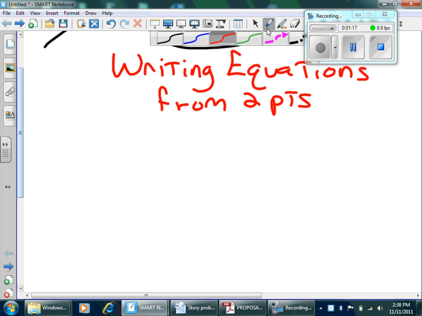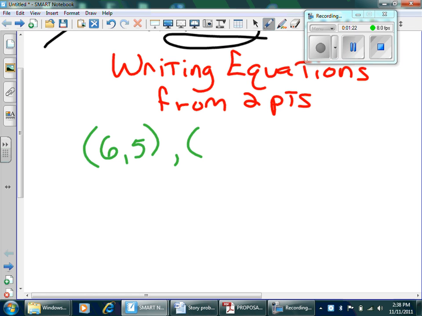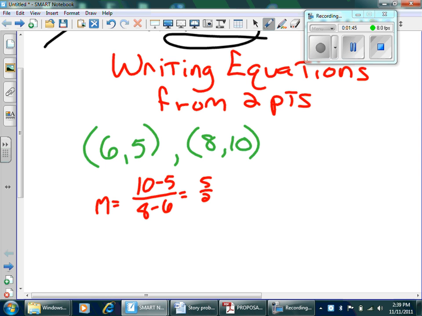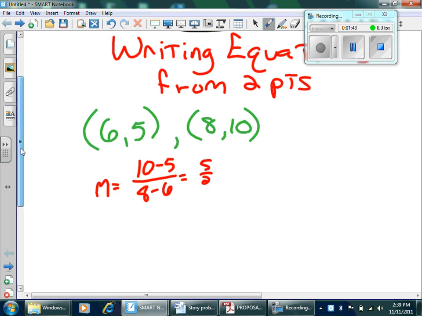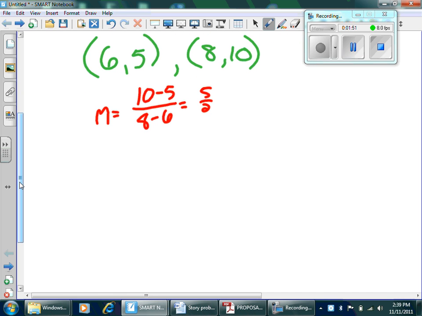All right, so let's say we have these 2 points here. Let's have the point (6, 5) and the point (8, 10). Okay. Just like last time, the first thing I'm going to do is find my slope. So I'll find my slope, and I will do 10 minus 5 over 8 minus 6 and come up with a slope of 5 over 2. Just like last time, I'm going to pick a point. But this time, I'm going to use the point that I choose and my slope to go to point-slope form.